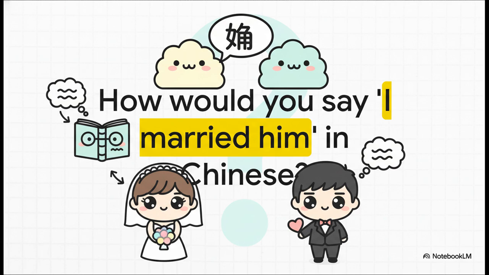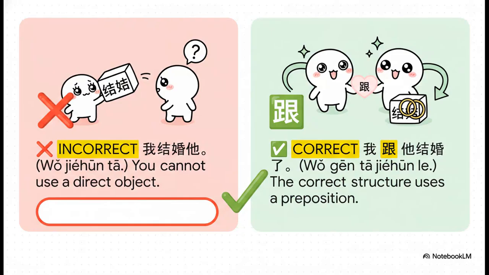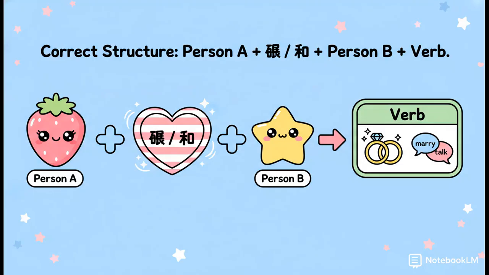Now, your first instinct, like most English speakers, might be to just translate it word for word. But if you said 我结婚他, that's actually incorrect. And this points to a huge grammar rule. In Chinese, verbs that describe a mutual action, like 结婚, to marry, can't just take a direct object. You can't marry him directly. The correct way to say it needs a preposition.